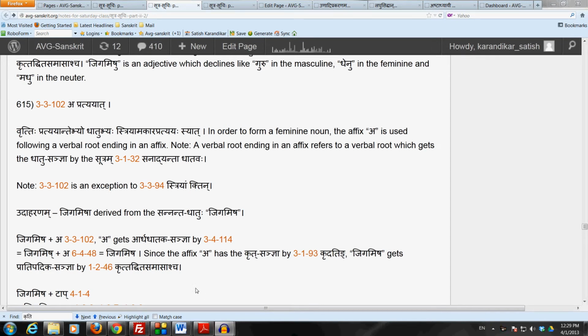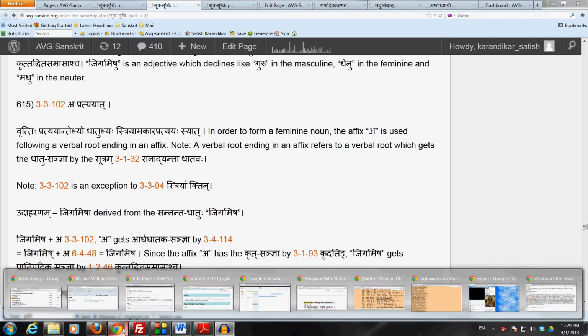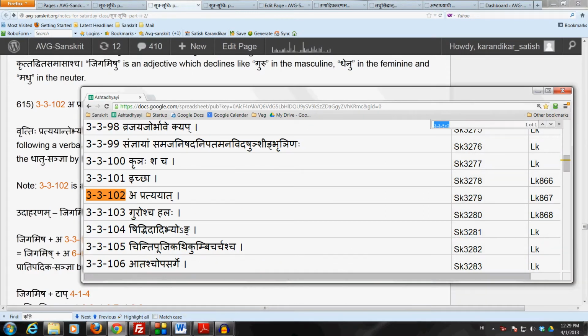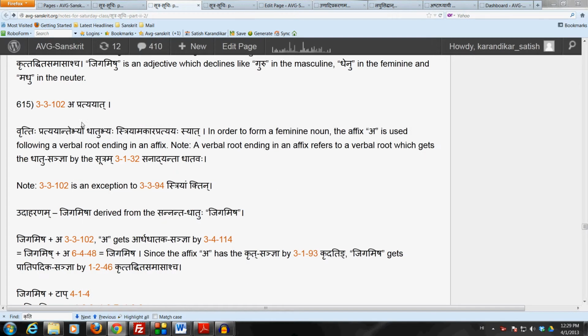Before taking up the next sutram, let us remind ourselves that we have already studied the sutram 3.3.102 apratyayat. We studied it when we studied the sanantadhatavaha. At that time, we wanted to start forming these feminine nouns following the sanantadhatavaha. So that is why we took the sutram 3.3.102 at that time.